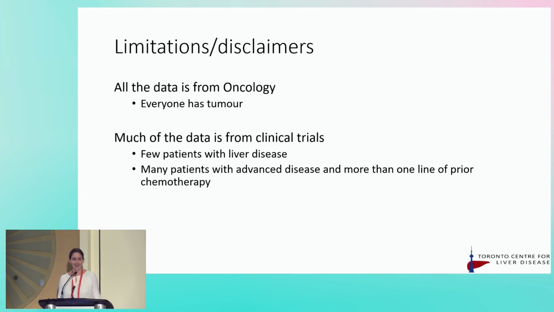Significant limitations and disclaimers before I even start on any of this is that really all of this data comes from the land of oncology, and everyone there has a tumour. Sometimes they have quite a lot of tumour. We don't have much data that's outside clinical trials. Very few patients have underlying liver disease or viral hepatitis, certainly in the data which much of I'm going to present today. But most of these patients do have advanced oncological disease, and a lot of them have had more than one line of potentially quite toxic chemotherapy. So overall, you're creating quite a different patient population.